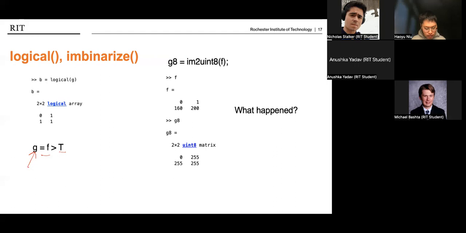And here we have another function which is called imbinarize. The toolbox function imbinarize performs the thresholding operation, handling the input image class automatically, which also creates a logical array for us.